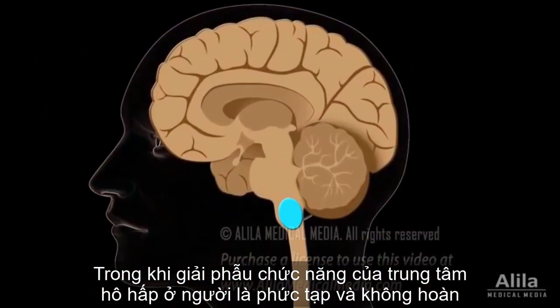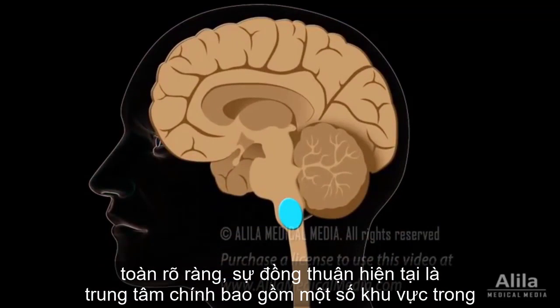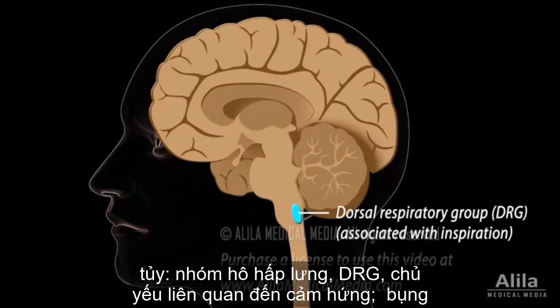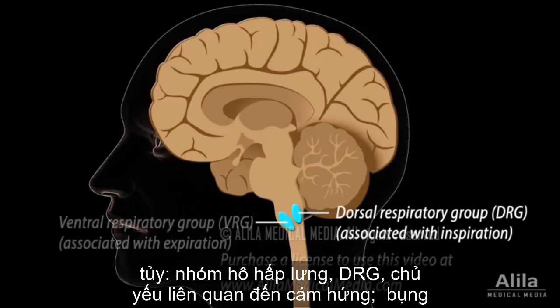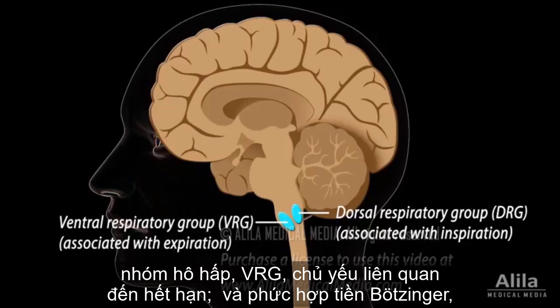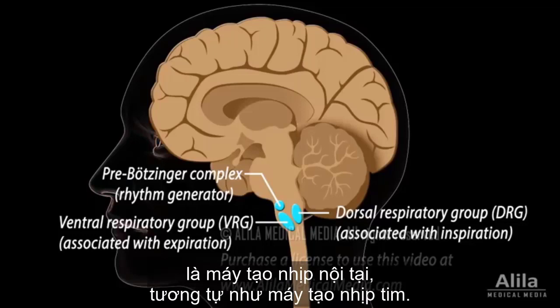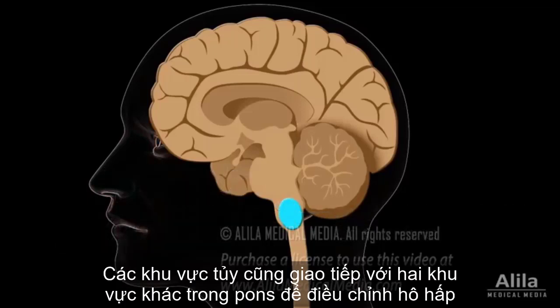While the functional anatomy of the human respiratory center is complex and not entirely clear, the current consensus is that the primary center is composed of several areas in the medulla. The dorsal respiratory group, DRG, mainly associated with inspiration, the ventral respiratory group, VRG, mostly concerned with expiration, and the pre-Botzinger complex, possibly coupled with two other oscillators, thought to be the intrinsic rhythm generator, similar to the pacemaker in the heart. The medullary areas also communicate with two other areas in the pons to fine-tune the respiration control.